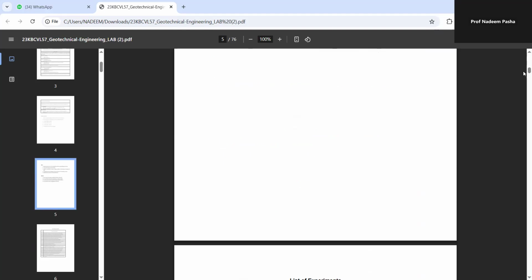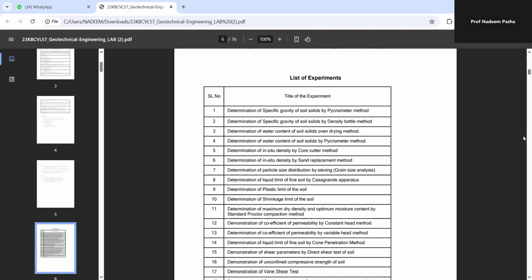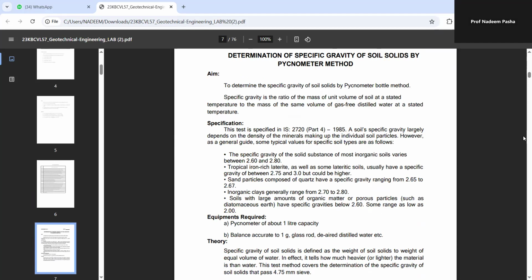The first experiment was specific gravity of soil solids by the pycnometer method. In short, specific gravity is the unit weight of solids at a given temperature to the unit weight of the same volume of water. That is known as the specific gravity of soil. It is a unitless quantity. Its value ranges from 2.6 to almost 3.